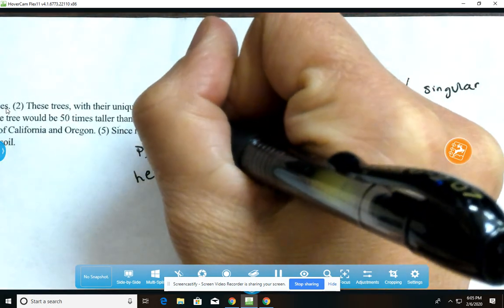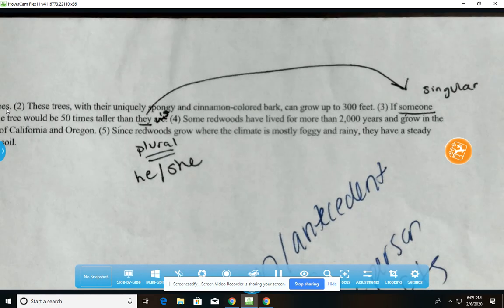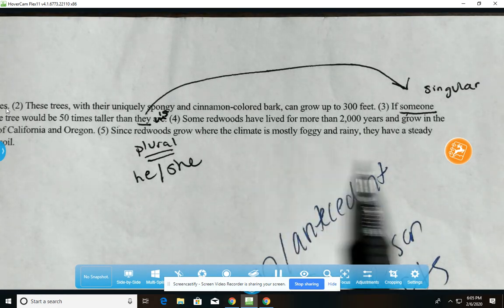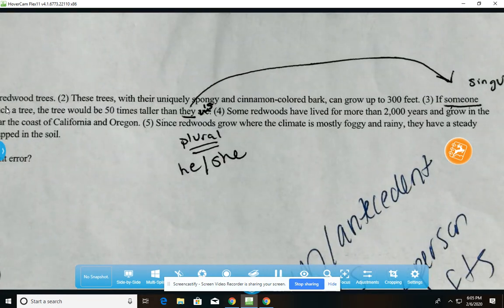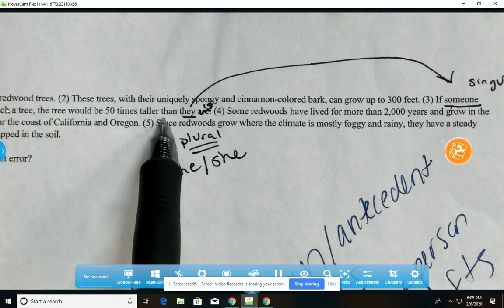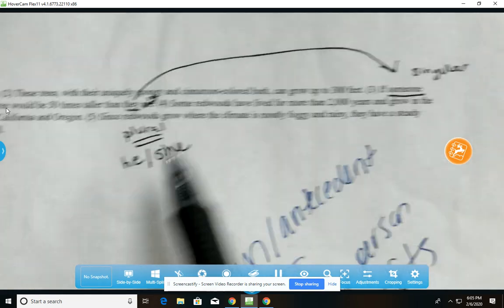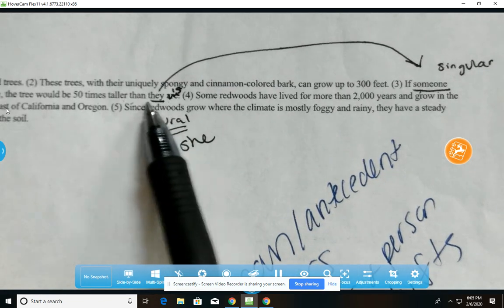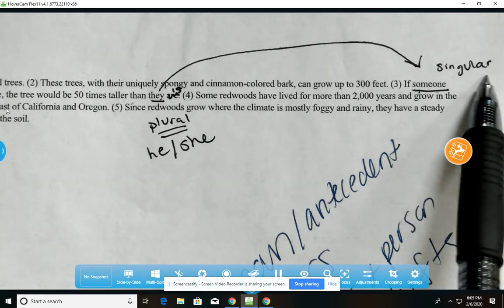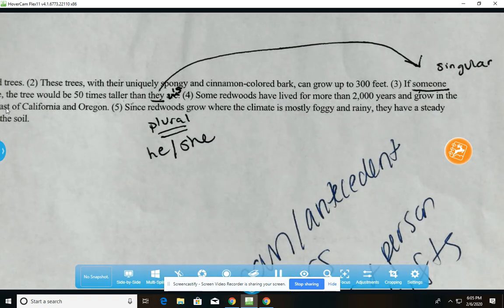And then obviously we need to change that verb to the proper verb choice too, since that's mistaken too. So the sentence should read, if someone 6 feet tall stood at the bottom of such a tree, the tree would be 50 times taller than he or she is. Because this one's singular, it means that we need to use the singular pronoun. Otherwise, we have an incorrect shift in the pronoun's number.